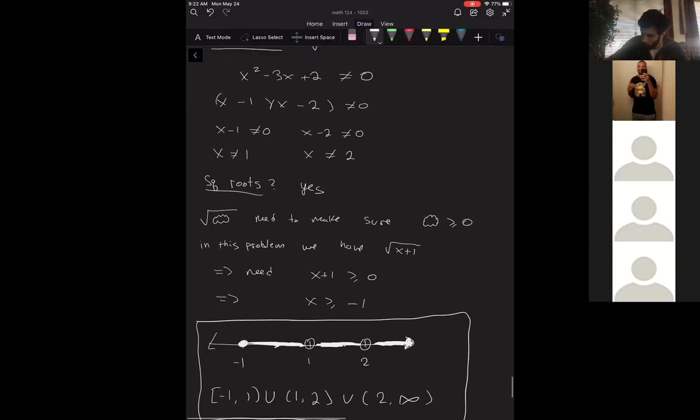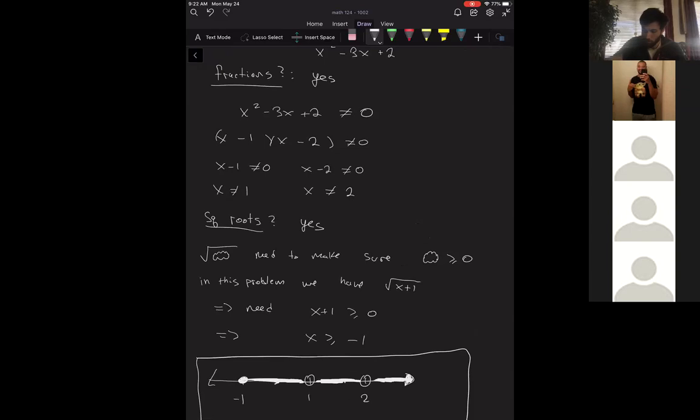So again, it doesn't matter how complicated your problem looks, this is always these two questions. Are there fractions and are there square roots?